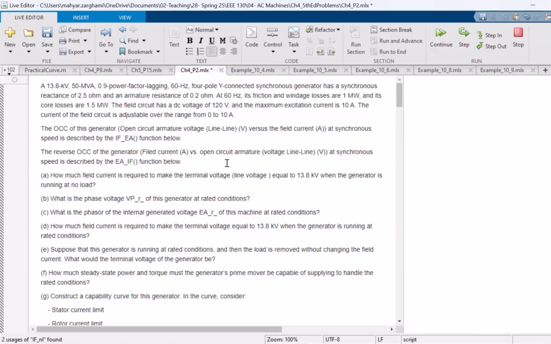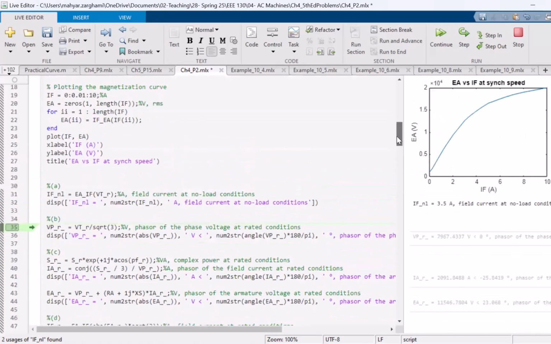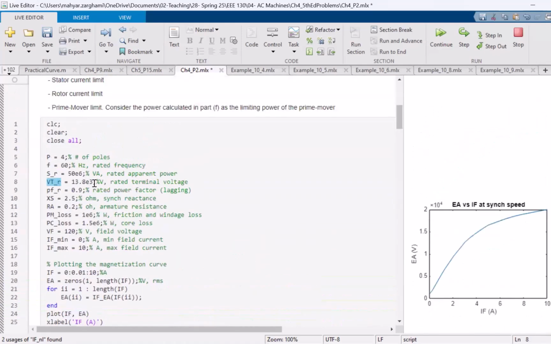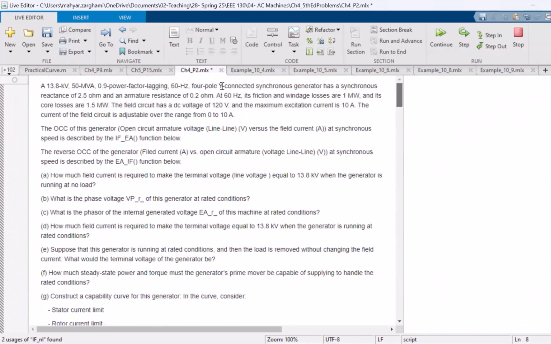Second part: what is the phase voltage of this generator at rated conditions? The rated conditions come from this information in here. So the phase voltage is the terminal voltage over the square root of 3. The rated voltage is 13.8, line to line. Then the phase value of that would be just divided by the square root of 3. That's because the machine is Y-connected.